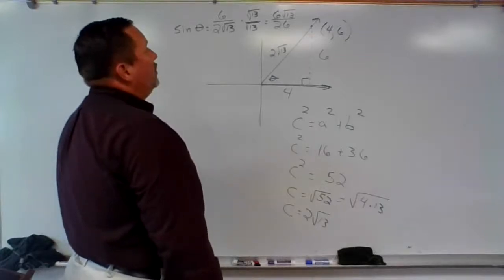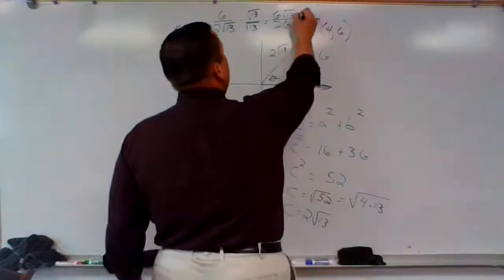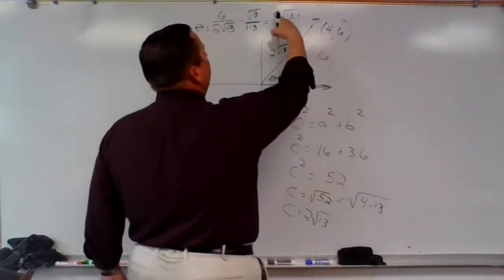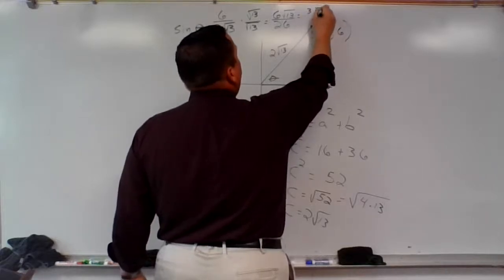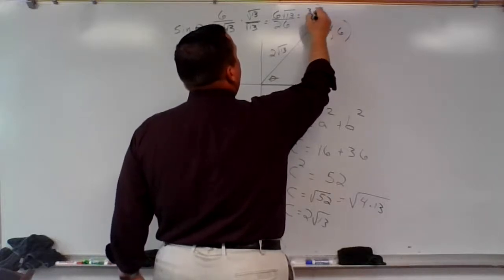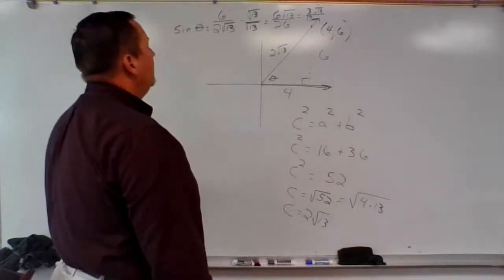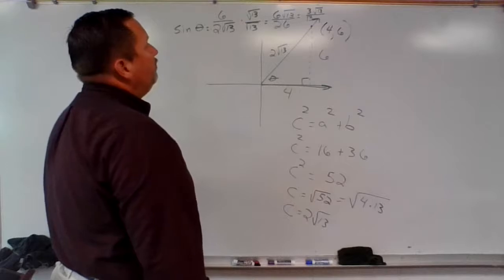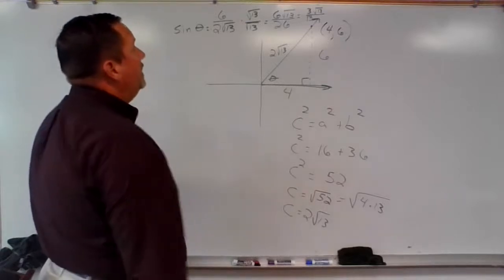And that can also be reduced. Hopefully this doesn't get too messy, but if I divide both of these by 2, I have 3 root 13 over 13. Okay. That's the sine of my angle theta.